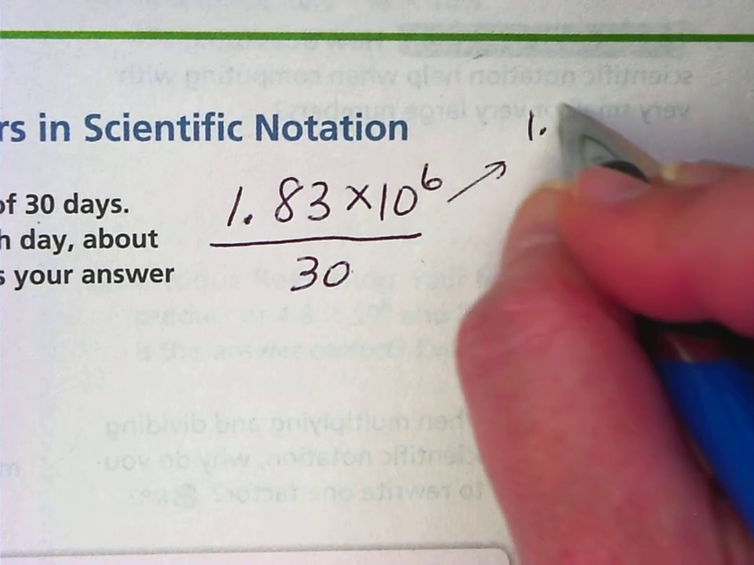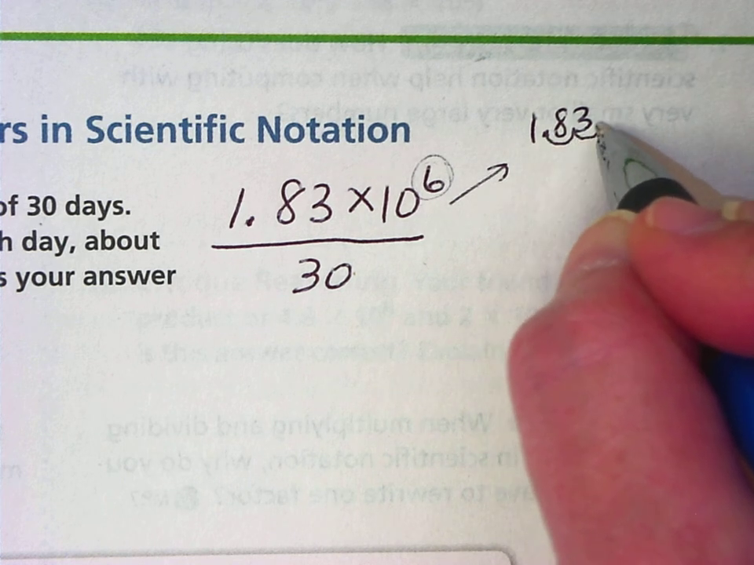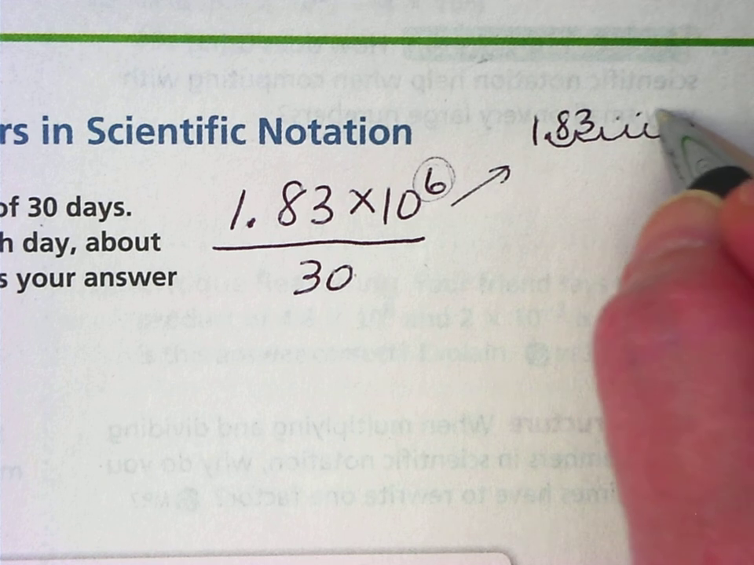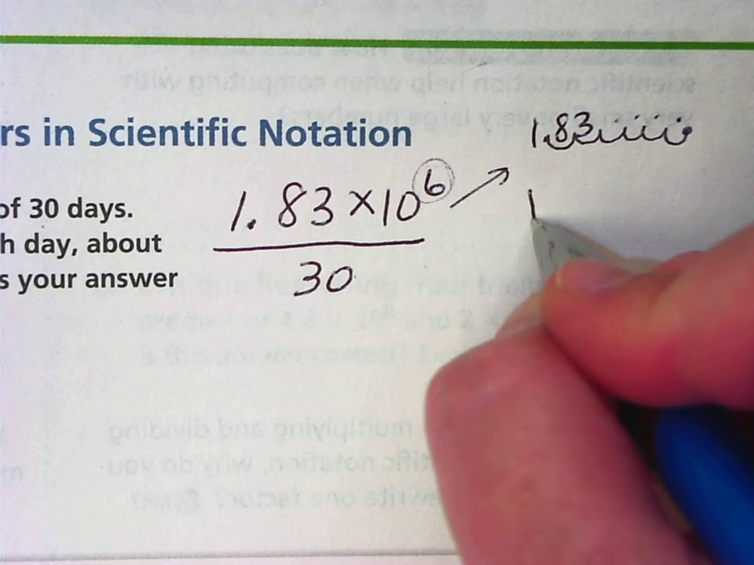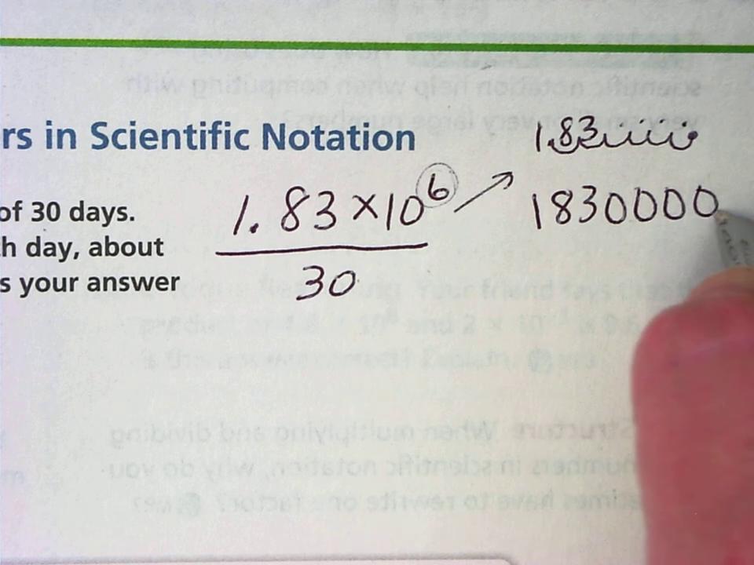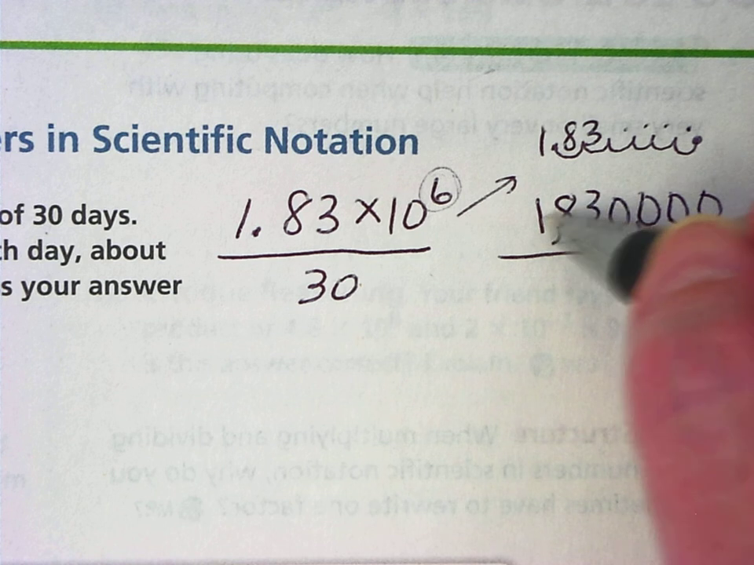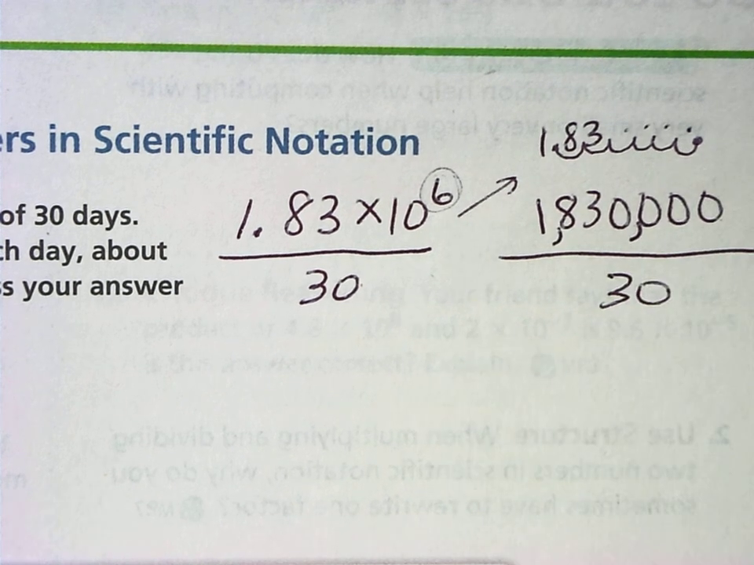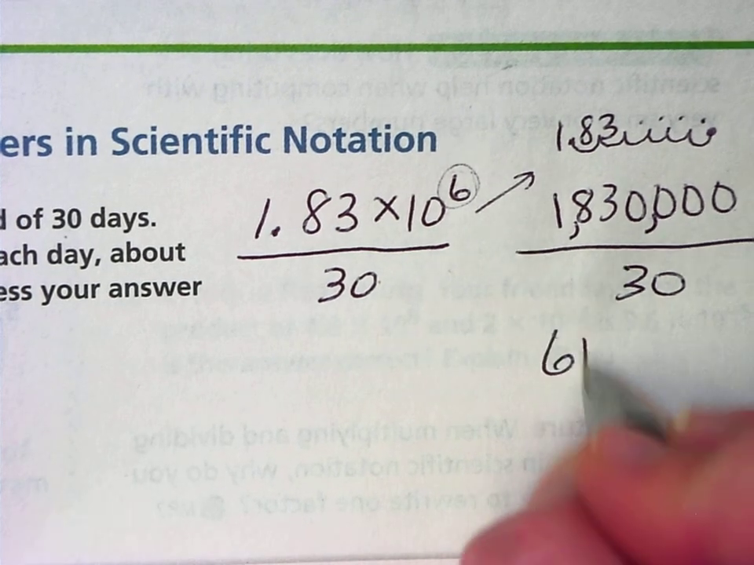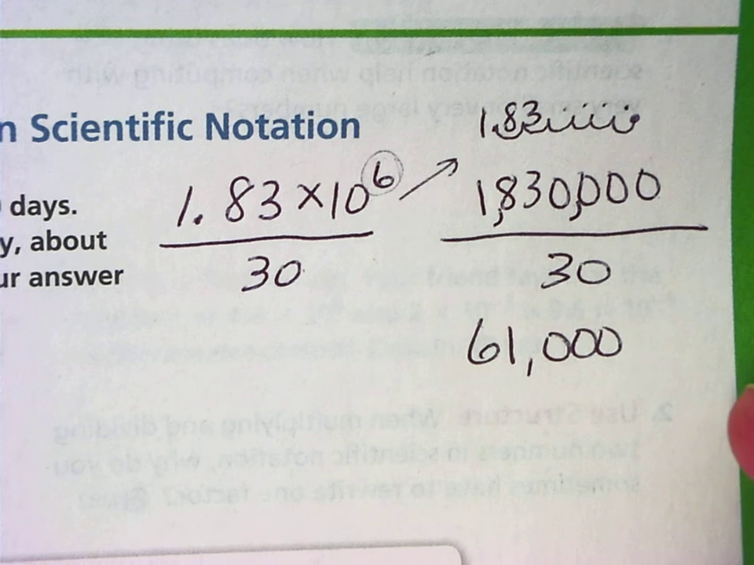So you're going to take 1.83, and you're going to move the decimal 6 to the right. 1, 2, 3, 4, 5, 6. So I have to add 1, 2, 3, 4 zeros after this number. 183, then 4 zeros. Remember, starting at the end, every 3 digits, put a comma. So this number is 1,830,000 divided by 30 now. Plug that into your calculator and you get 61,000. So the queen ant lays 61,000 eggs a day.